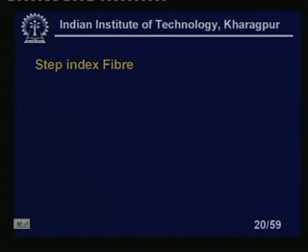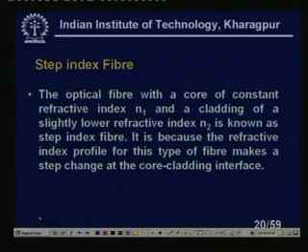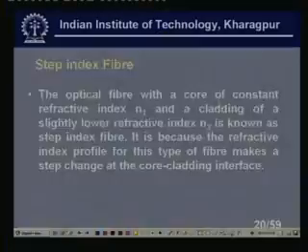Now, step index fiber: the optical fiber with a core of constant refractive index N1 and a cladding of slightly lower refractive index N2 is known as the step index fiber, as simple as that. It is because the refractive index profile for this type of fiber makes a step change at the core cladding interface. Clear? So, let us look at that type of step index fiber. The step index fiber can be of two types, monomode or multimode. Let us look at monomode first.